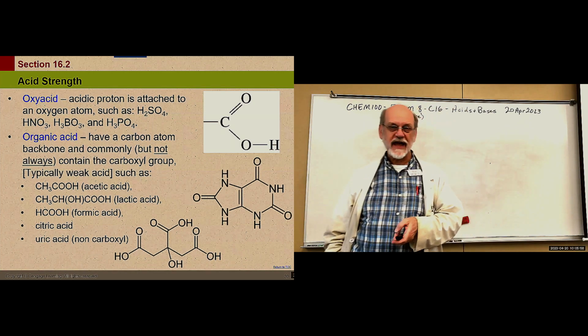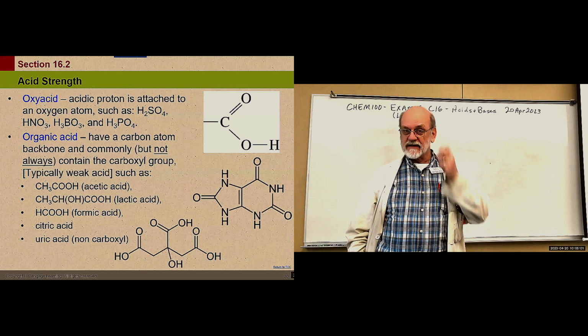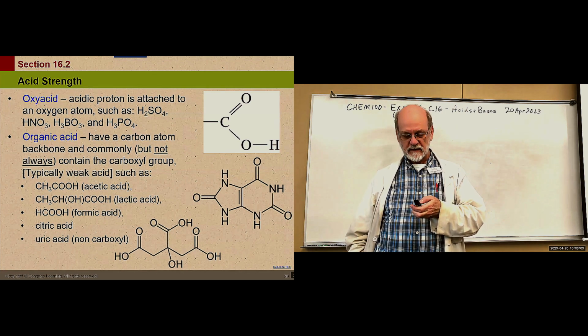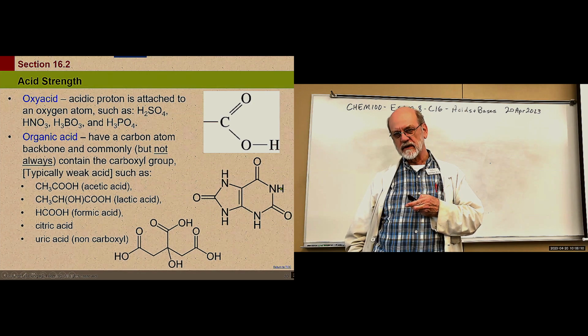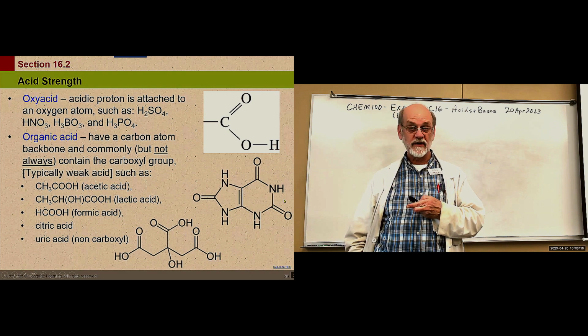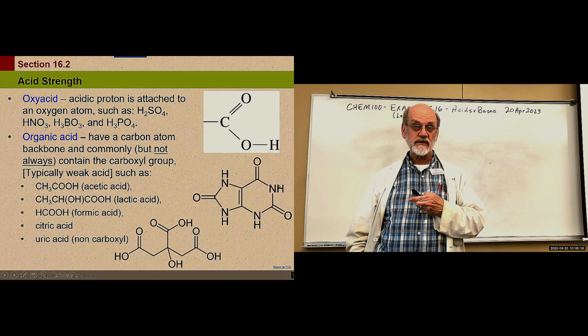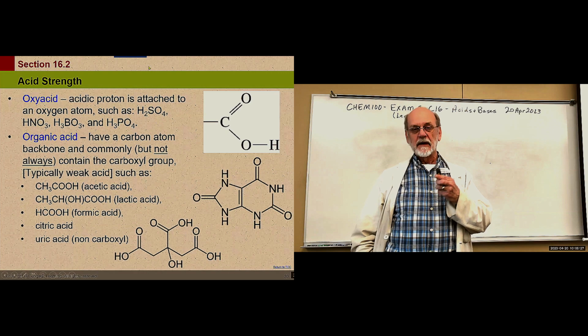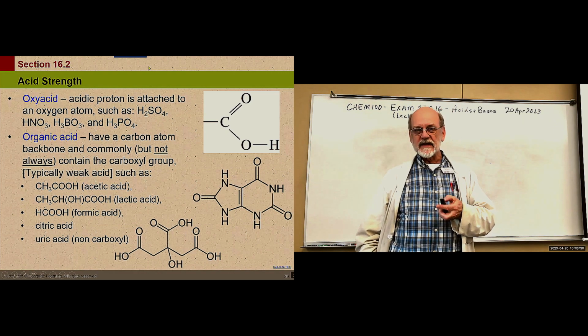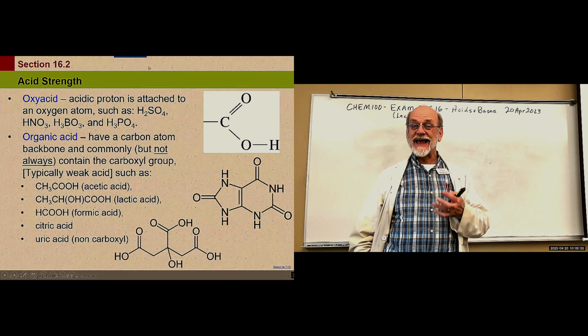There's the structure for uric acid. It has several acidic hydrogens on it. Probably the most acidic hydrogen is this one, because it sits between these two oxygens, and we don't have time to go into that right now, but that's probably the first hydrogen that dissociates to make an acid. And then the second one would be one of these right here, or maybe even this one, I don't know. But these are organic acids.